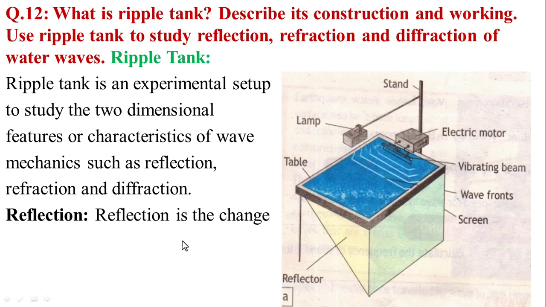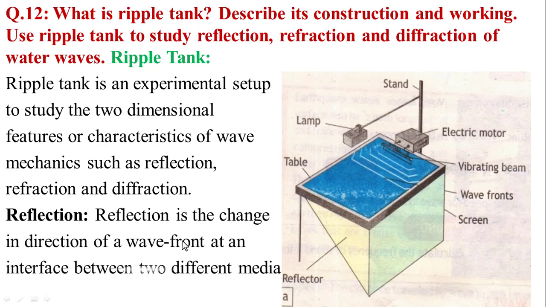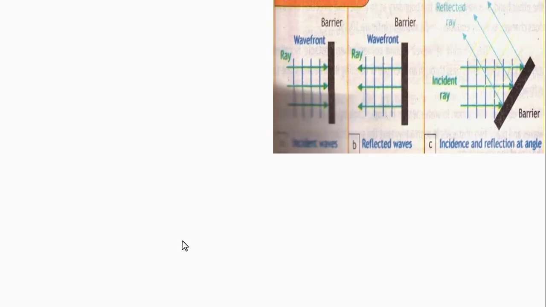What is meant by reflection? Reflection is a change in the direction of a wave front at an interface between two different media, or at a rigid barrier, as we have seen in this diagram. Here we can see that the waves are reflecting from the surface back into the same medium.